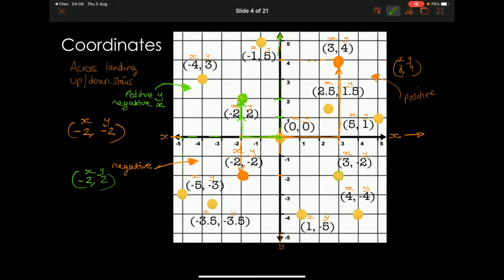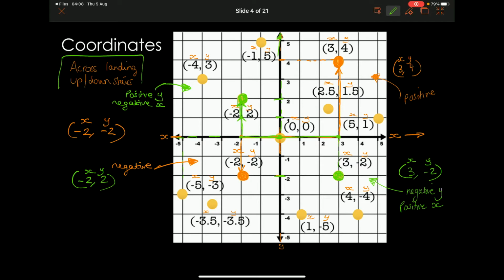Right, finally, let's plot this coordinate down here. Again, we go across the landing till we get to the point, and the point is sitting on 3. And then down, and we can see that it's sitting at -2. So x is 3, y is -2. And again, you will notice that this one's the opposite of the other one: you have a negative y coordinate and a positive x coordinate. Okay, so you just need to remember the rule.